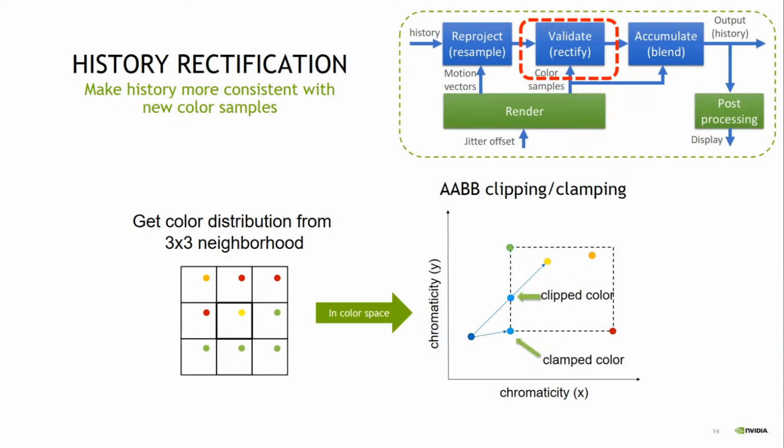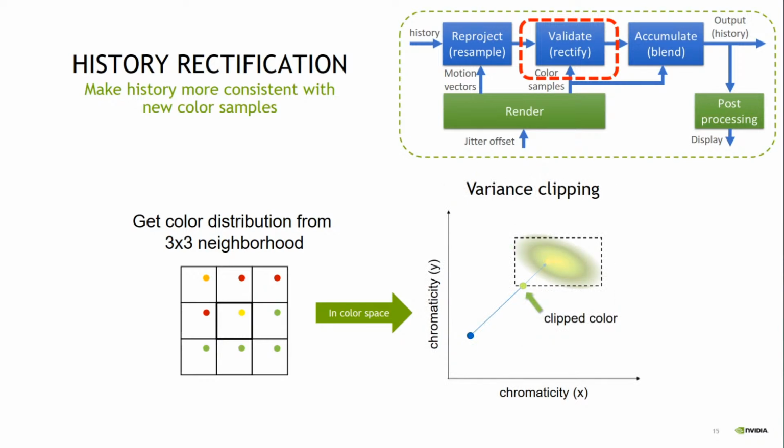A more popular and practical implementation of this technique uses an axis-aligned bounding box in color space instead of a convex hull. The clipping operation can also be simplified as clamping to the AABB. It's a lot cheaper to run, but it's also less accurate.